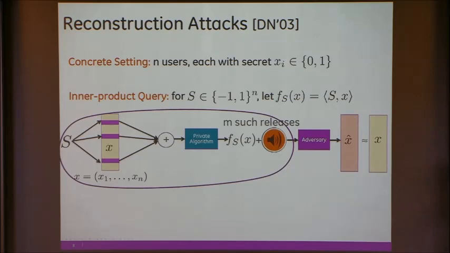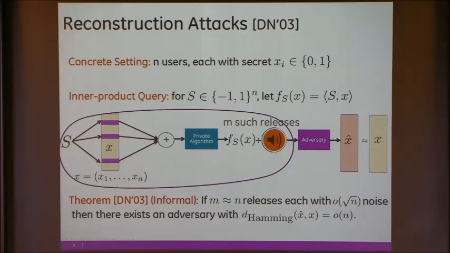So Dinur and Nissim showed, informally, and this is an informal statement, that if m is order of n, so if you have n such releases, and each release has at most order of little o of square root of n noise, then there is an adversary who can reconstruct almost the entire database. So you can reconstruct a 1 minus little o of 1 fraction of the database.